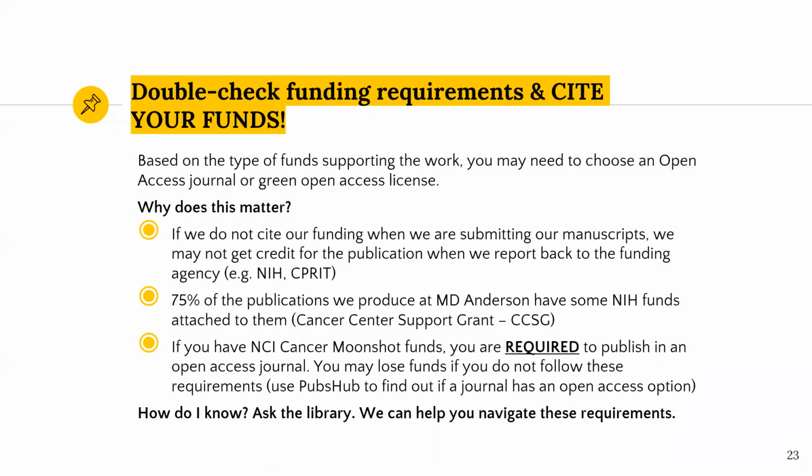Another thing that's come up a lot lately, and there's not really a tool for this, except I'm going to say the library is the tool for this, is that we need to double check our funding requirements and be sure to cite our funds. This has become really, really critical. Based on the type of funds supporting the work, and by funds, I mean like NIH grants, CPRIT grants, different grants, you may have to choose an open access journal, or there's something called a green open access journal license. So why does this matter?